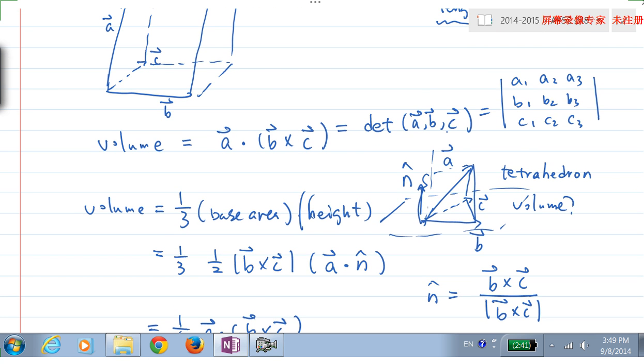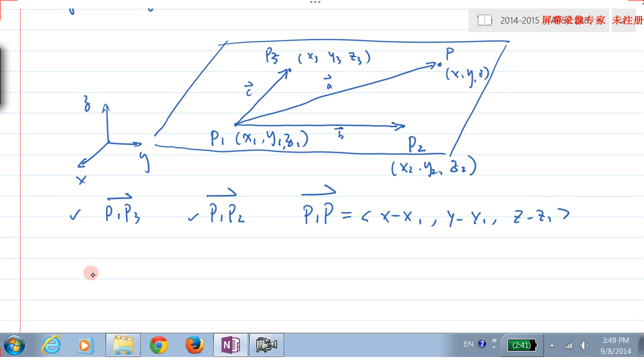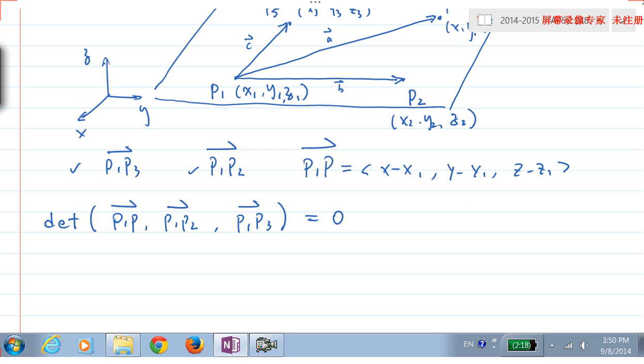So basically, what we're looking at here, if I write down according to the conclusion, is the determinant of P1P, that's the A, and P1P2, that's the B, and P1P3, that's C, is going to be 0, right? Let's say which one is known, which one is unknown. If I want to use this one here, I'm going to create this determinant.